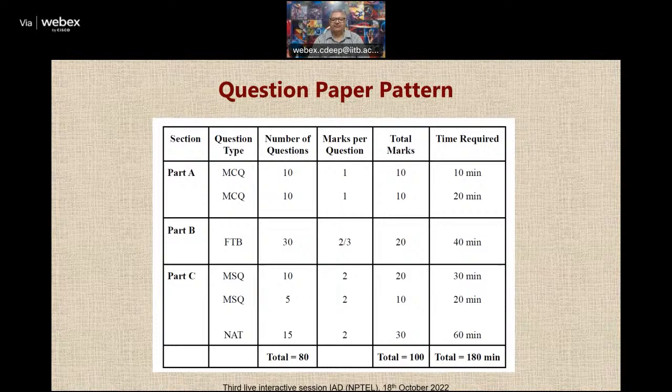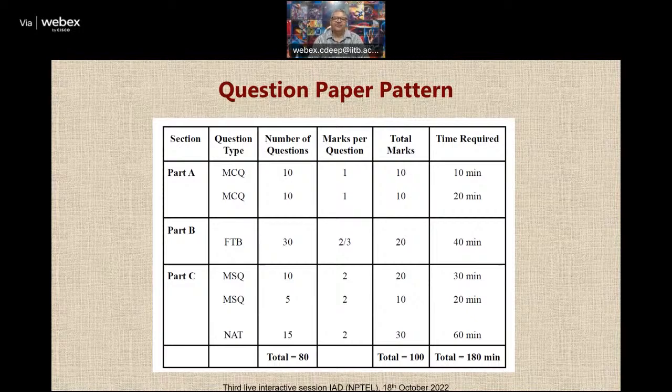Similarly, there are going to be 5 MSQs of 2 marks each, which will require 20 minutes, 10 marks. And then lastly, we will have 15 questions which are numericals from the entire course. These questions are going to have 2 marks per question. In that, we are going to ask you to give your answer in a particular number of digits, maybe as a whole number, maybe as 1 digit, maybe as 2 digit. So remember, read carefully how many digits of the answer are needed and give the complete number, because these are not checked manually. These are checked by computer.